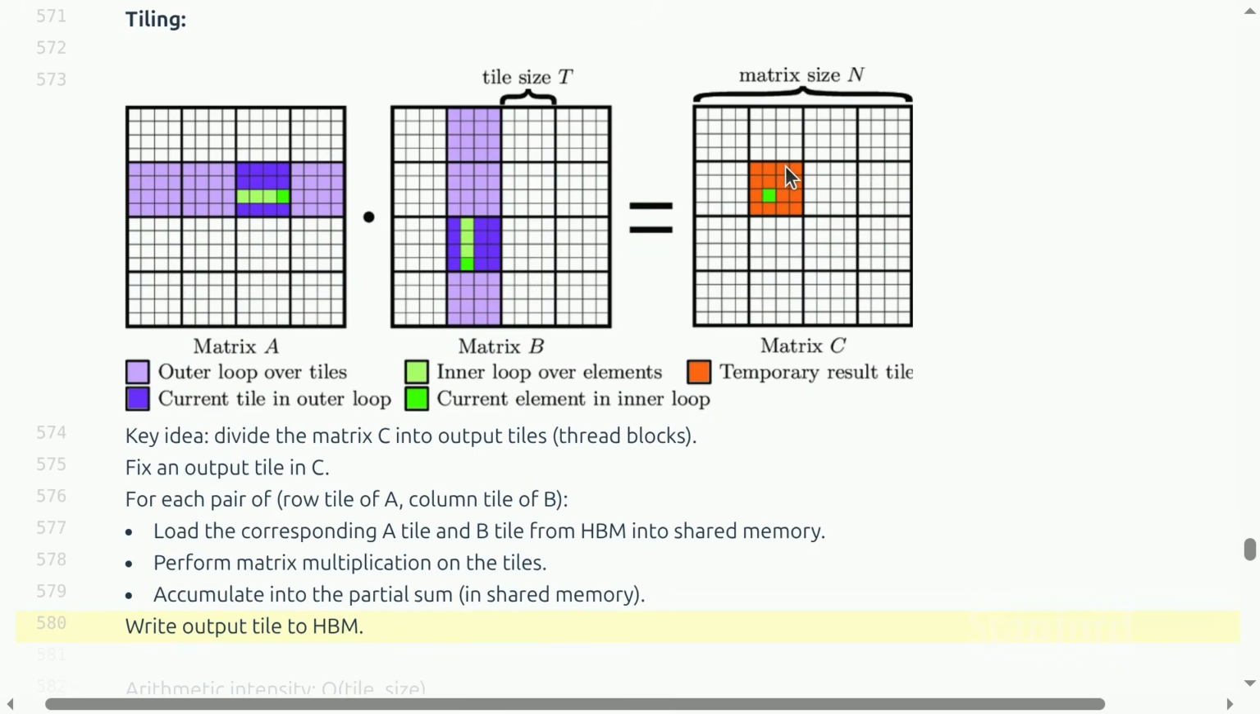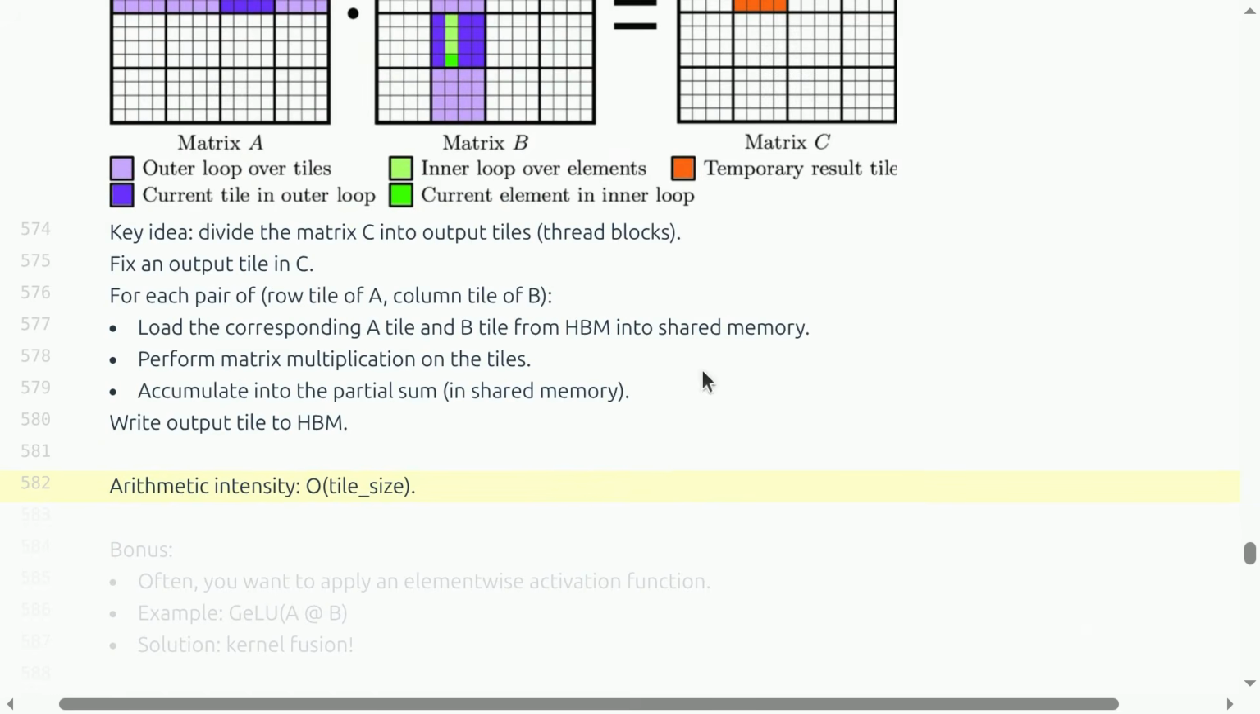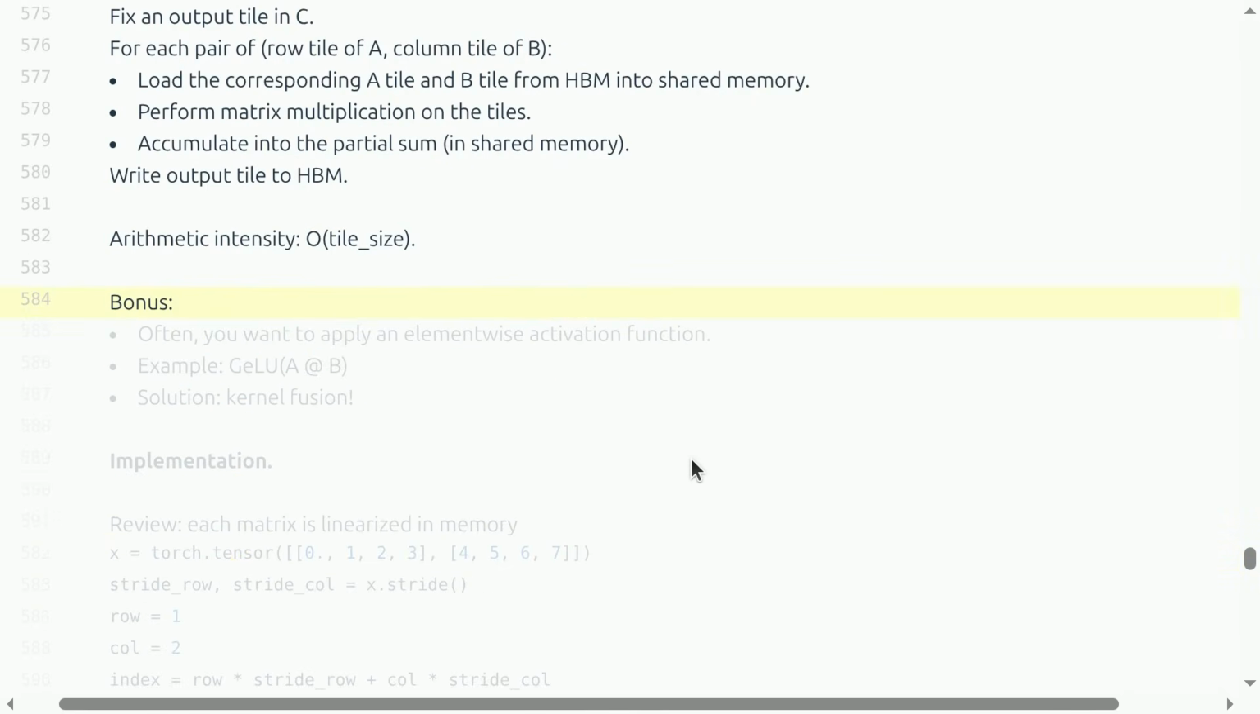Okay, so that's conceptually what's happening. And then the arithmetic intensity here now goes up to order tile size. You can generally not reach order n, because that would require you to fit everything into shared memory. But if your tiles are big, then that's still not too bad. Okay, so just as a bonus, while you're writing a kernel for this anyway, sometimes if you want to apply an element-wise activation function, it's very easy to just put it on at the end. And this is kernel fusion.